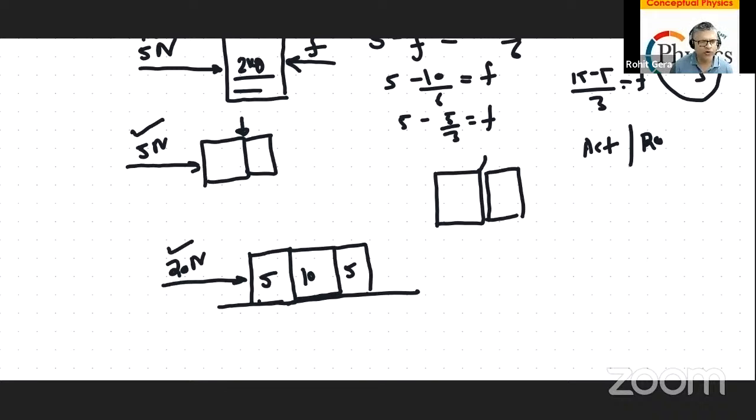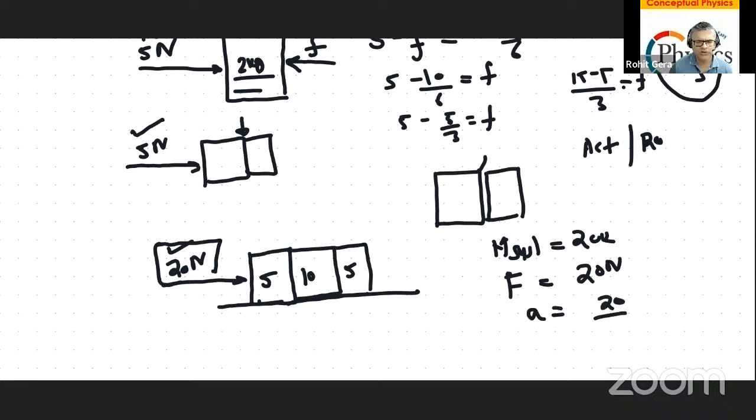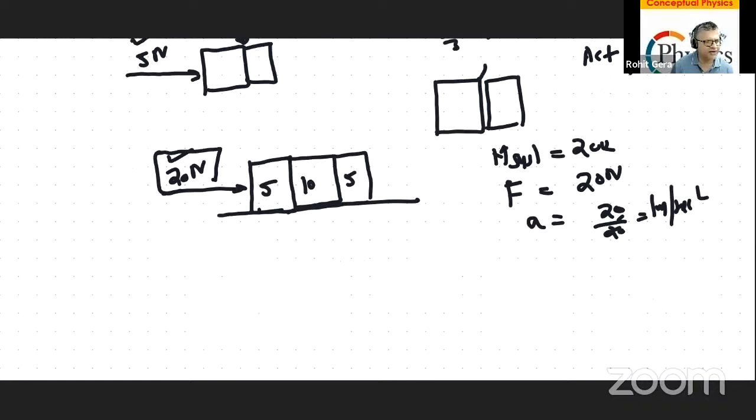If you look at the overall system, the force is looking at the system and saying, I am being asked to push a 20 kg system. So the overall system mass is 20 kg. The overall external force on the system is 20 Newton, and therefore the acceleration is 20 upon 20, which is equal to 1 meter per second square. Fair enough. And now the question is, where are the action and reaction forces coming into the picture? So let's see that view now and understand it.